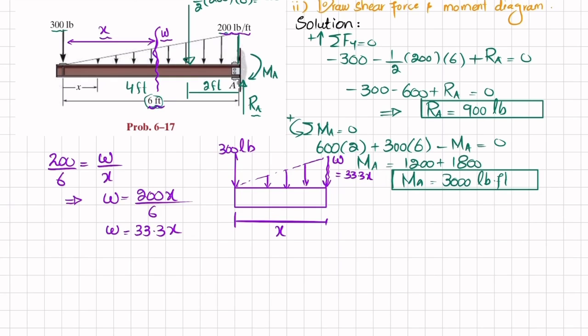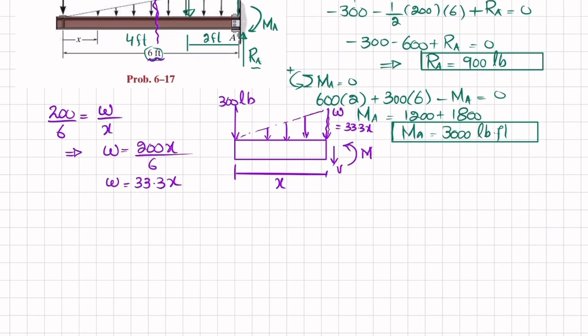So W is equal to 33.3x. As we have cut the beam, you will have a shear force, which is V, and a moment which is equal to M. We'll find this V and M by using equations of equilibrium. The first equation of equilibrium is that the sum of all forces along y direction must be equal to 0, and upward force is taken as positive.